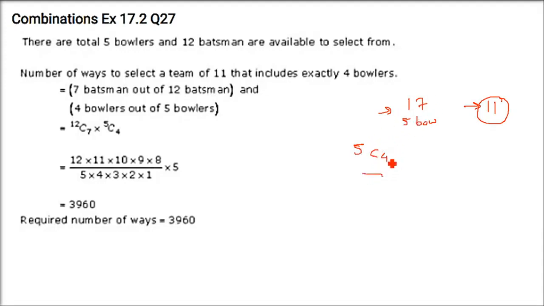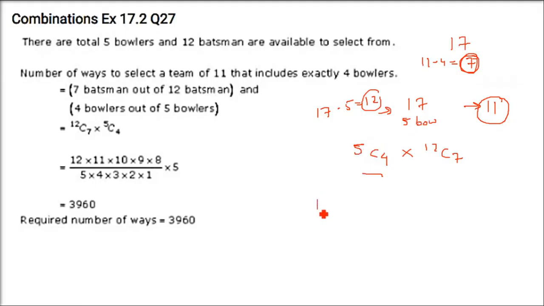Now 5 bowlers have already been considered. So in 17, you have to subtract 5 now, because from the 5 bowlers, 4 have already been selected. Now we have 11, and 4 have already been selected, so you have to select 7 from what? 17 minus 5, sorry. 17 minus 5 is 12. The 5 bowlers are already taken care of. So 12, and now 7 has to be selected from 12.